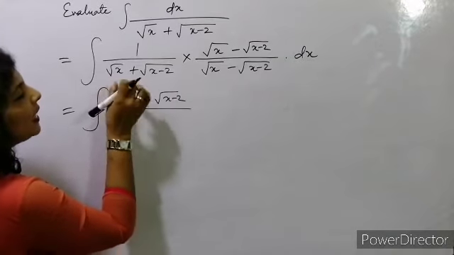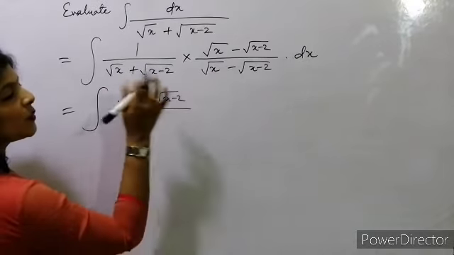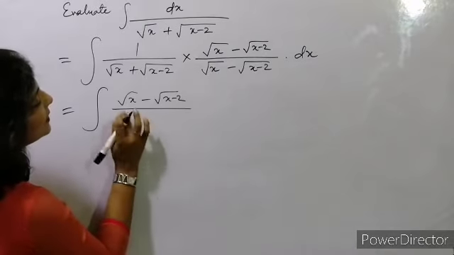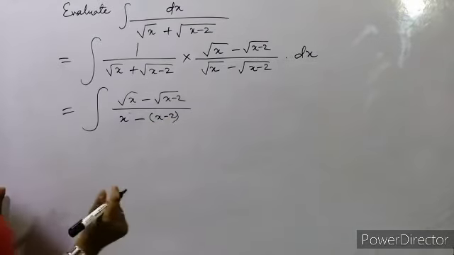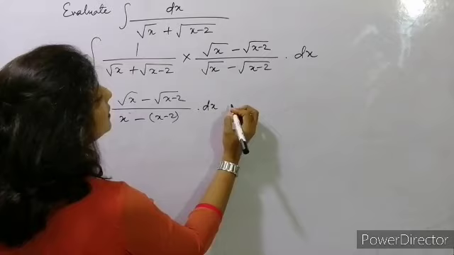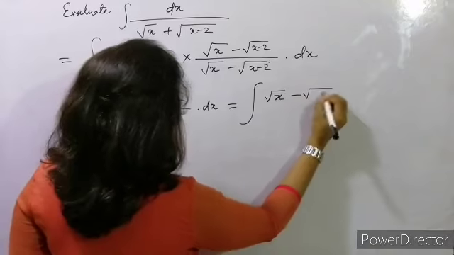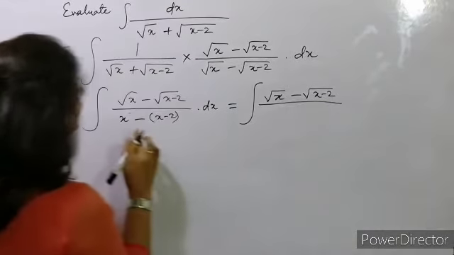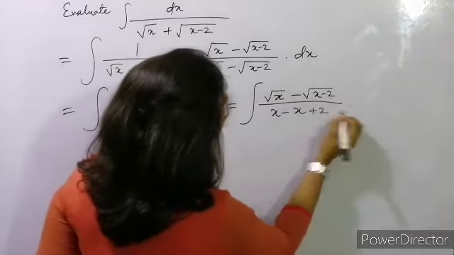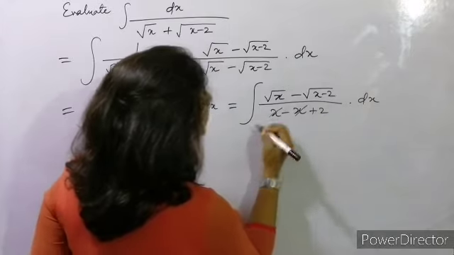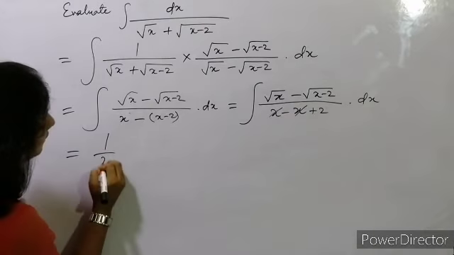when we'll multiply this, a plus b into a minus b, it will be a square minus b square, so it will be x and this will be x minus 2, with respect to x. Okay, now square root of x minus square root of x minus 2 divided by x minus x minus minus plus 2, with respect to x, cancel, so it will be 2. So 1 upon 2 is there, so that is a scalar number we can write here.